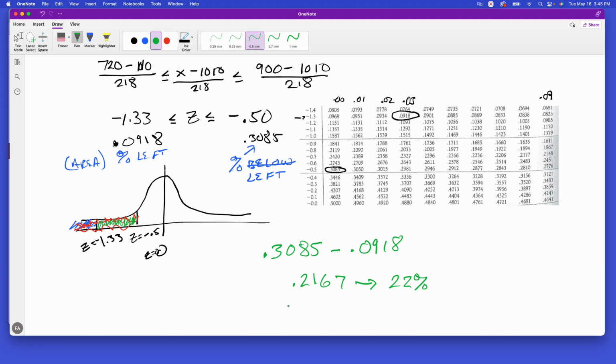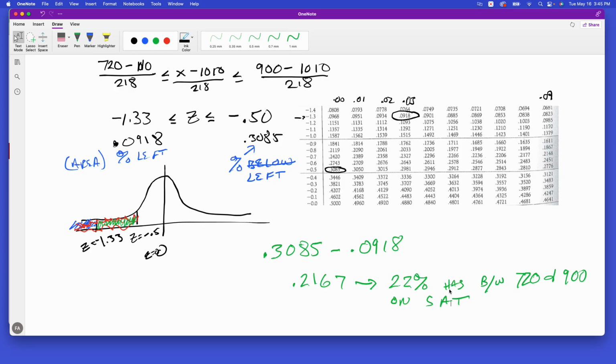So roughly 22% of the population has between a 720 and a 900 on the ACT, or the SAT rather, okay? And that's how we can use this to answer questions.